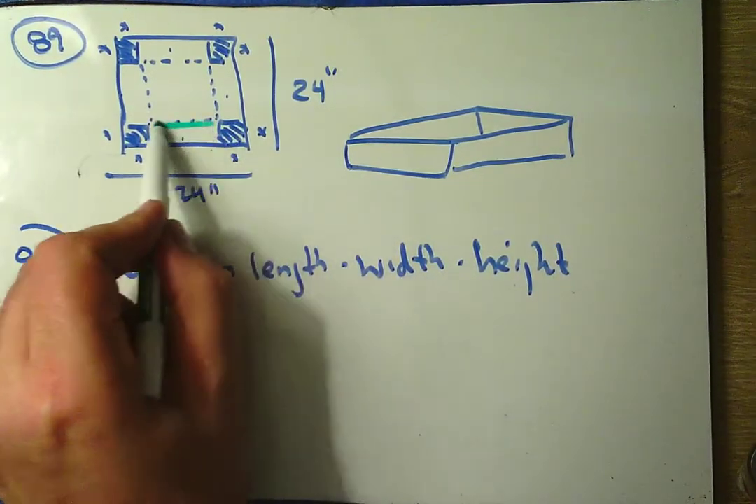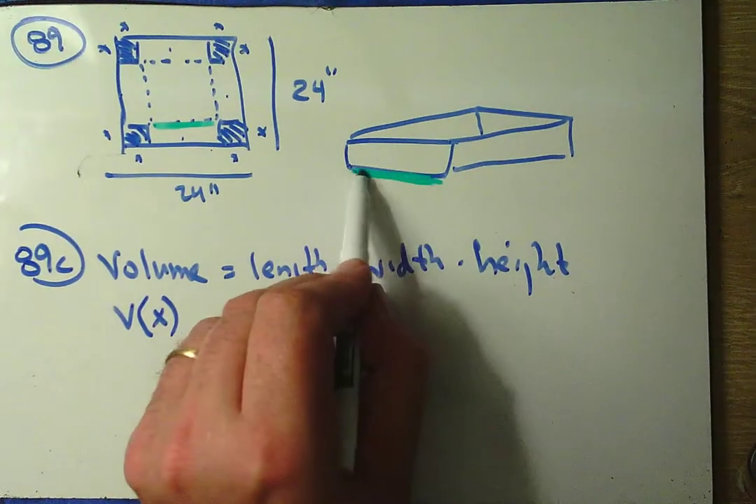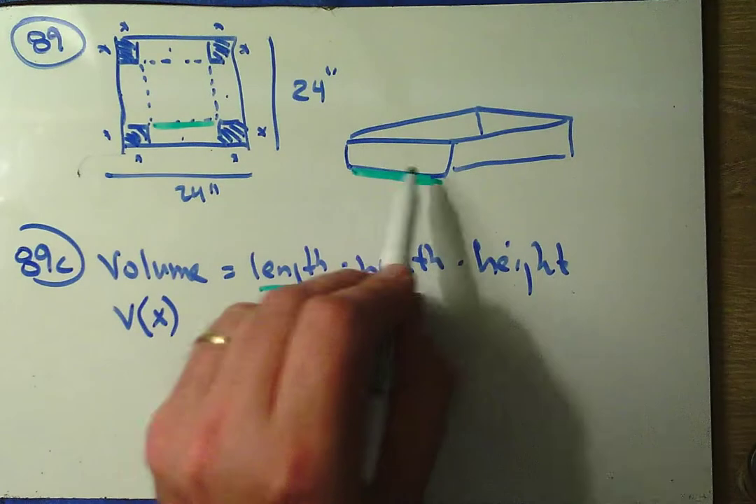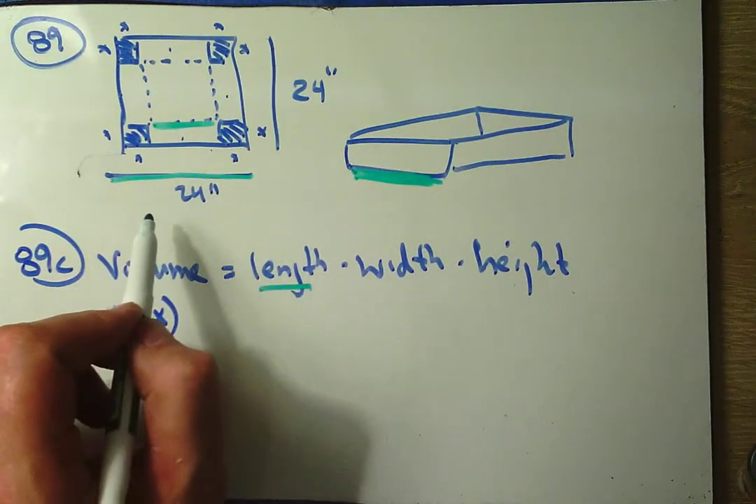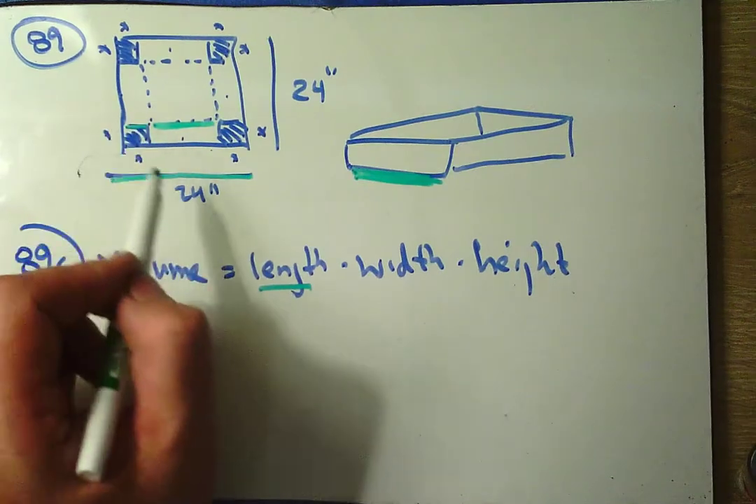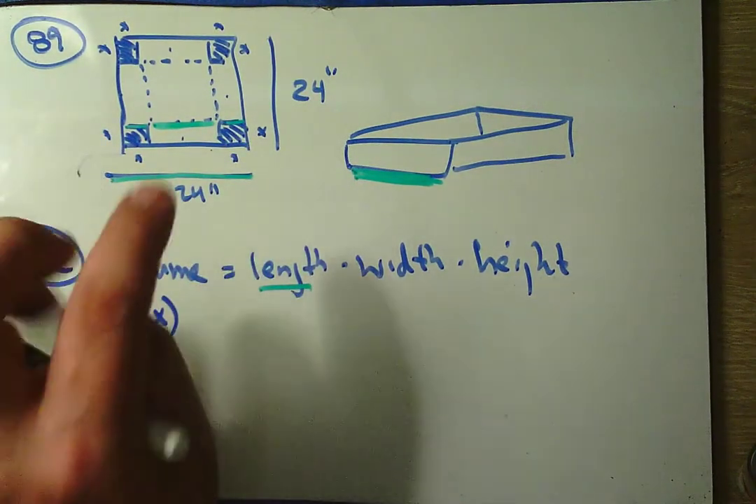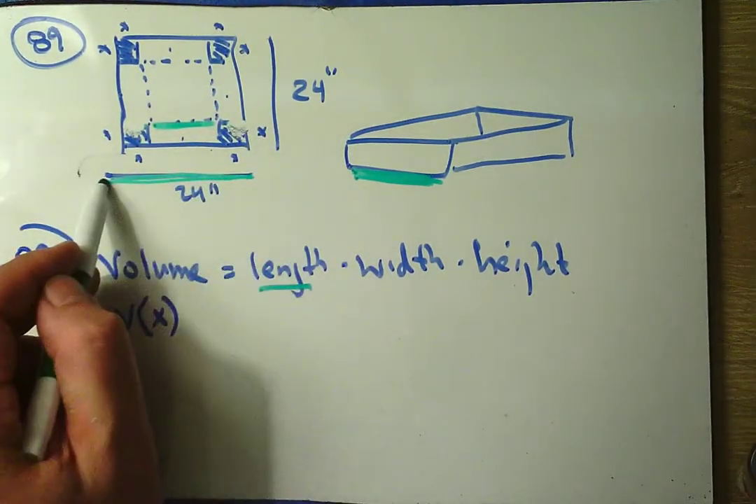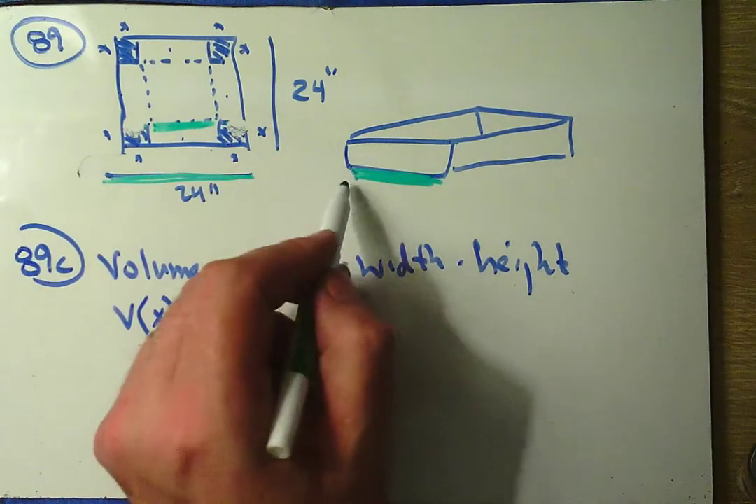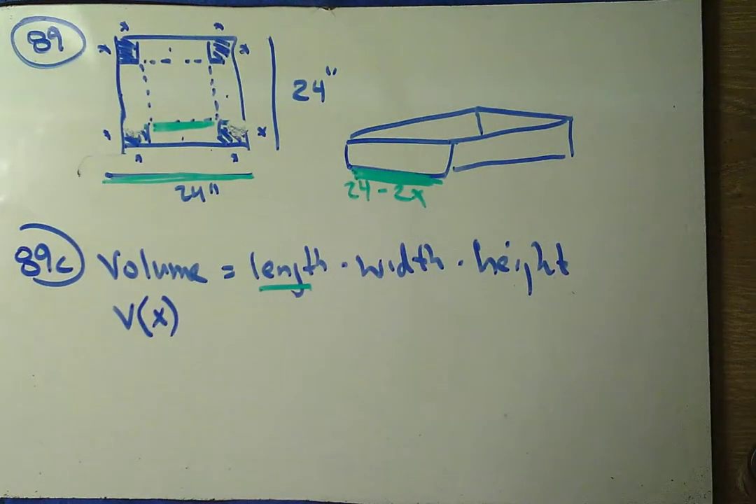This here is this here. So how long is this? This is our length. How long is this? Well, in this picture, I see that this distance is 24, and this distance is x, and this distance is x. So if I remove those x's from my 24, I'll get this piece. So 24 minus 2x. Okay?